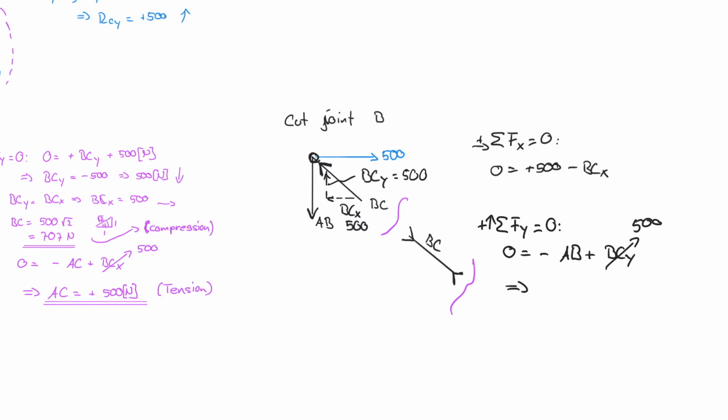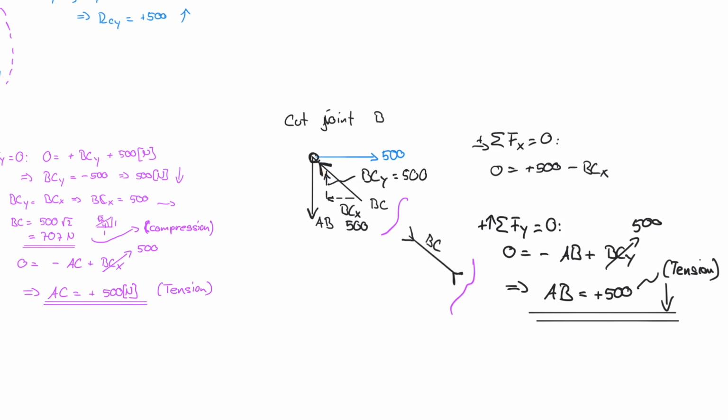And so therefore, I know that AB is equal to plus 500, which in this case means that it's correct, that it's going downwards. So what that really means is that this is in tension. So I need to identify that. And by the way, up here, like for the previous one, we also would have found that BC is in compression. And remember here that we wouldn't find a negative answer to this equation, but that's because here we already assumed the node to be in compression.